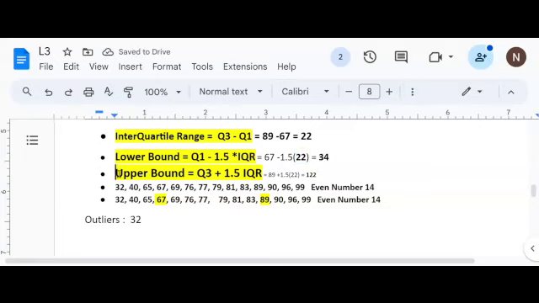Okay, what about the upper bound? Quartile 3, because the upper is the one on the right side, right? Quartile 3. But instead of subtraction, we're going to do addition. And then you multiply 1.5 times the interquartile range. What's the interquartile range we said? 22. Is this clear? Let me make this bigger a little bit so you can see. So this is a formula that you have to apply.